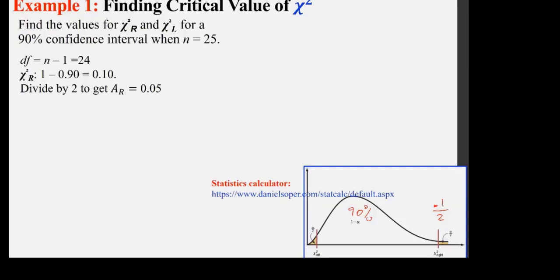But what is the area for chi-squared of the left? Remember, to the left of it is 0.05. So to the right of it, for chi-squared of the left, you need all of this. That means you need 0.95. I really can't emphasize this enough for the sake of reading the table. So take a look at the table.